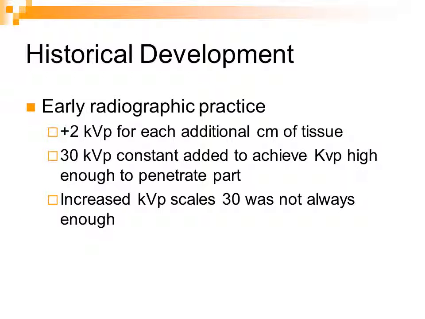Historical development. So early on, in radiographic practice, we had a 2 kVp increase for each additional centimeter of tissue. 30 kVp was a constant added to achieve a kVp high enough to penetrate the part. Increased kVp scales of 30 was not always enough. And that's what we see today. Really, no system actually goes all the way down to 30. Usually the cutoff is somewhere around 45, just for that purpose, so that it actually will penetrate the part that it's aiming at. And again, you've got a table 32-4 that's just an example of the 2 kVp per centimeter.